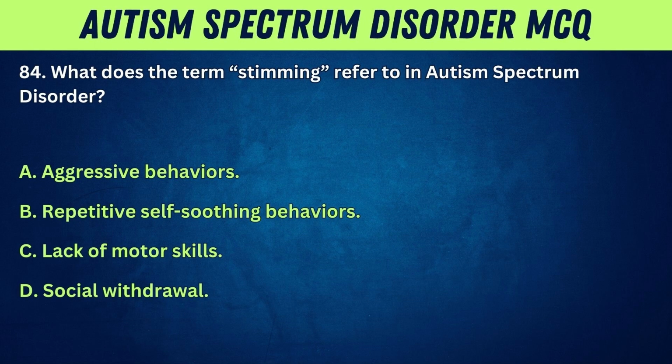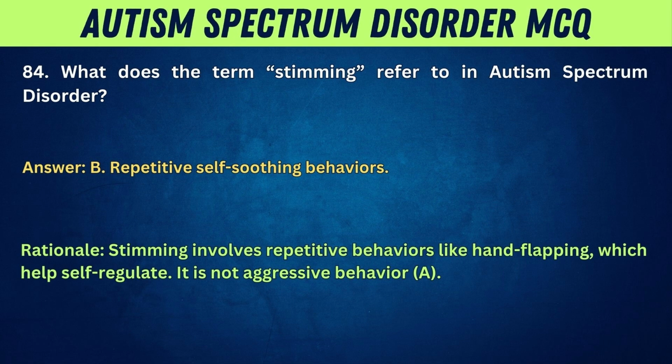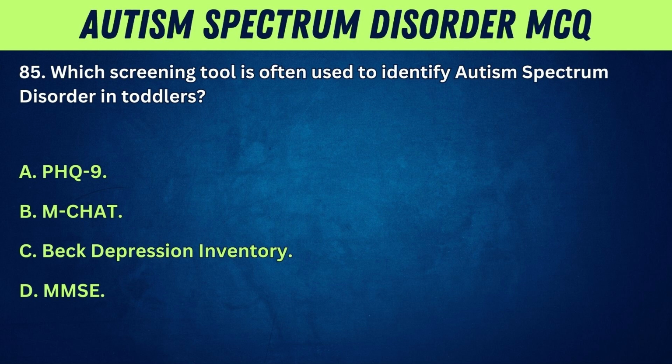84. What does the term stimming refer to in autism spectrum disorder? A. Aggressive behaviors. B. Repetitive self-soothing behaviors. C. Lack of motor skills. D. Social withdrawal. Answer. B. Repetitive self-soothing behaviors. Rationale. Stimming involves repetitive behaviors like hand flapping, which helps self-regulate. It is not aggressive behavior.